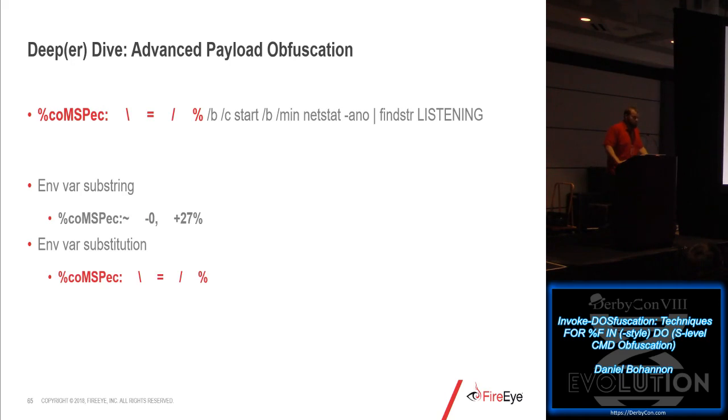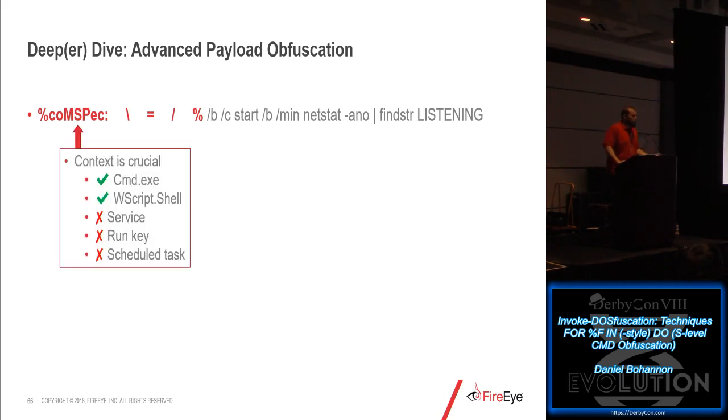And we'll just go with a second example and keep going. Now, what's really important here is that context matters. You can copy and paste this into a command prompt and it will work. You cannot, however, copy and paste this into like a service or run key because it won't work, because basically it has to understand the concept of I'm already in command.exe to know how to handle this substring syntax.